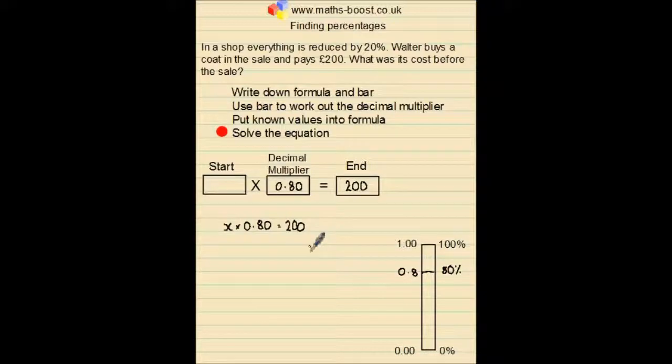And don't forget, the reason we've been learning all this algebra is to help you in just this sort of situation. And you should have no trouble in seeing that we're going to divide both sides by 0.8 to get the answer. And we find the coat initially cost £250.